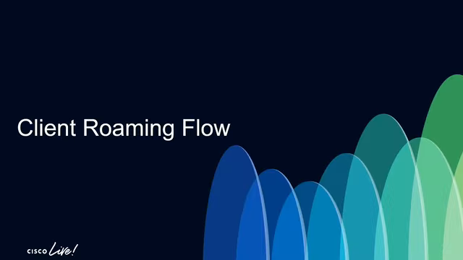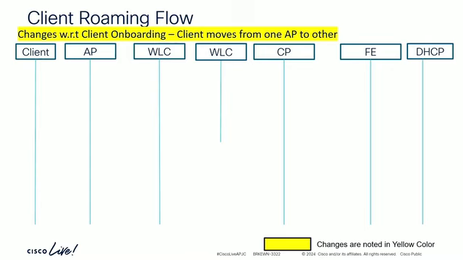Now, with that, we have come to the end of the client onboarding flow. If you have understood the client onboarding flow, it would be very easy to understand the client roaming flow. It's very similar. The only difference is the movement. The client moves from one node to another, or from one AP to another AP which is connected on two different fabric edges. That's the only difference. Rest, everything is the same.